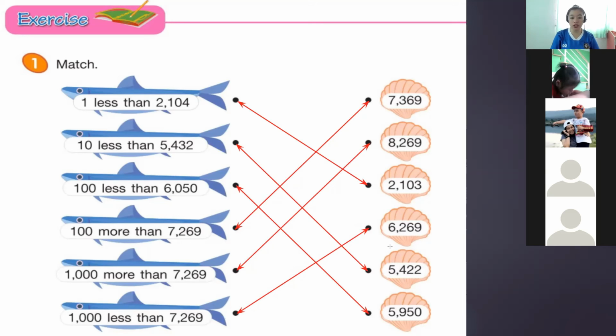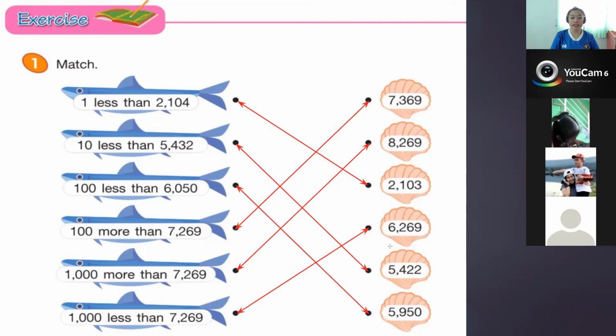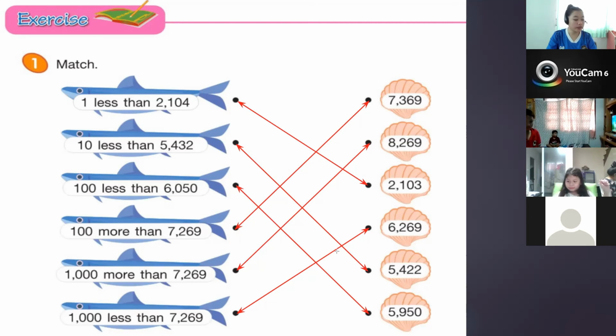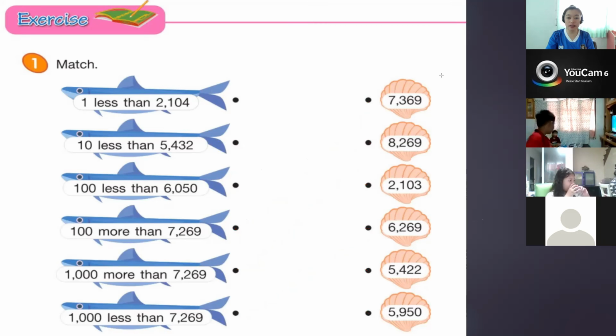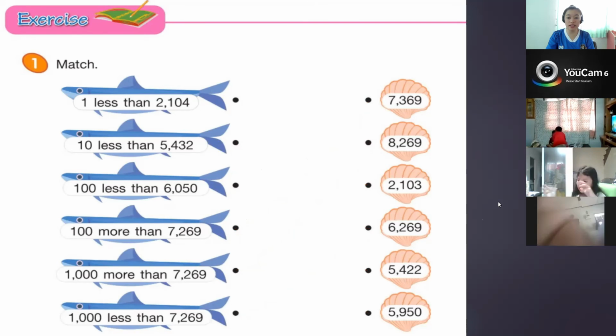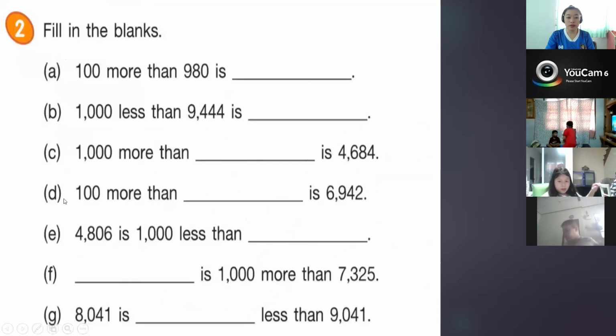Okay, so are you finished? Yes. Let's proceed to exercise number 2, which is fill in the blanks. Okay, so exercise number 2, we have letter A. You're going to fill in the blanks.